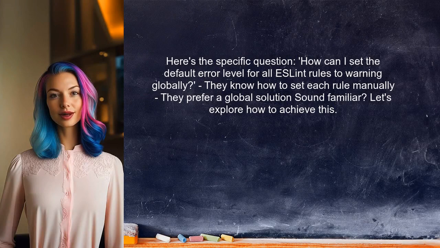Let's dive into the specific question at hand. One user recently asked, how can I set the default error level for all ESLint rules to warning globally? They mentioned that they know how to set each rule manually, but prefer a global solution. Sound familiar? Let's explore how to achieve this.